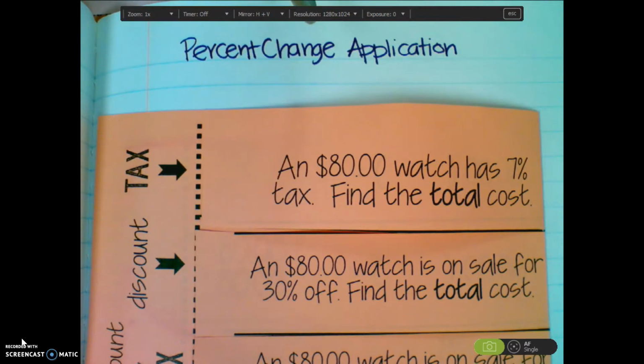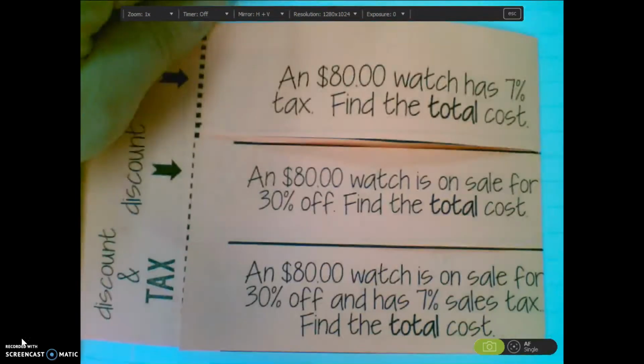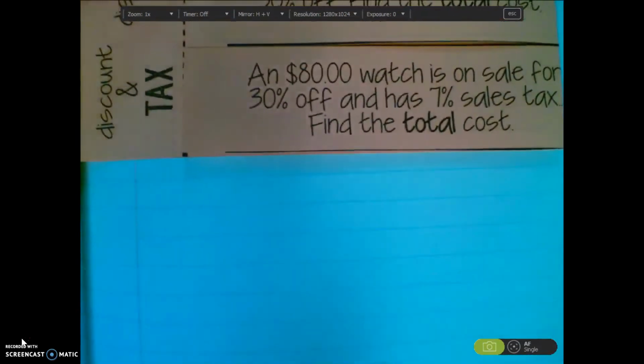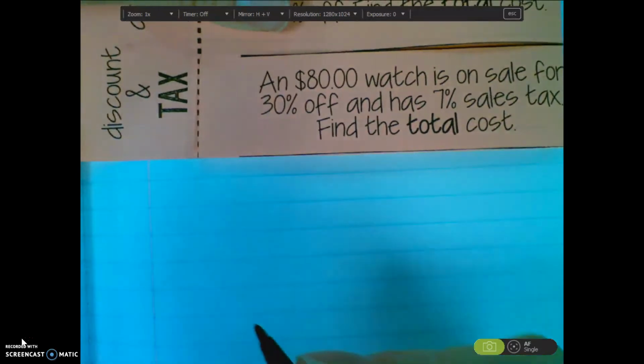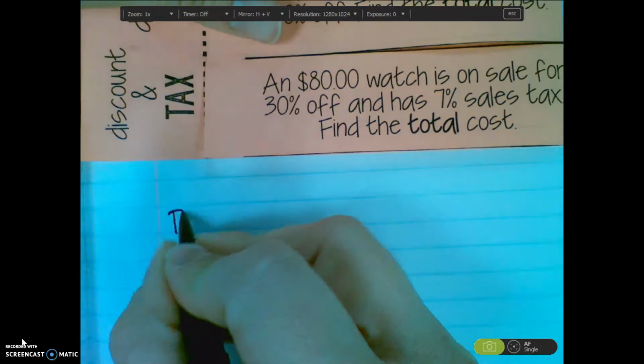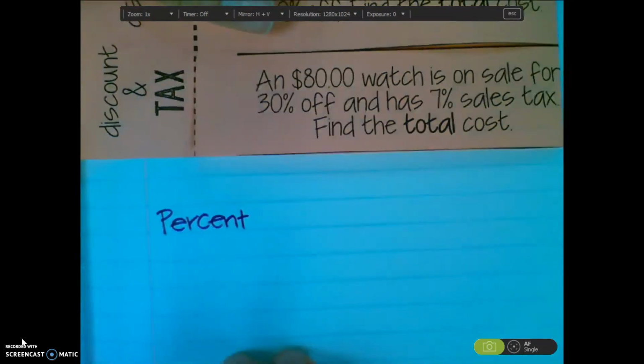fit it in. So when we talk about percent change and applying it, there's a couple of different areas you're going to see percent change applied. And you can see along the sides here, discounts and taxes are one example. So in your open space, whether it's at the bottom, at the top, wherever you could fit this in, I want you to jot down some areas where we actually use this percent change.